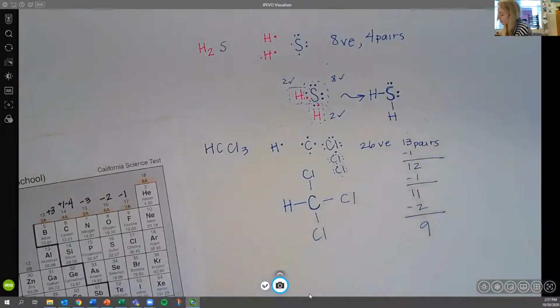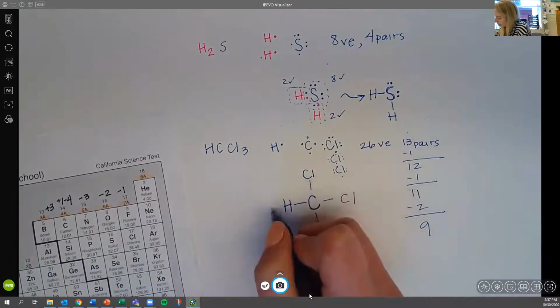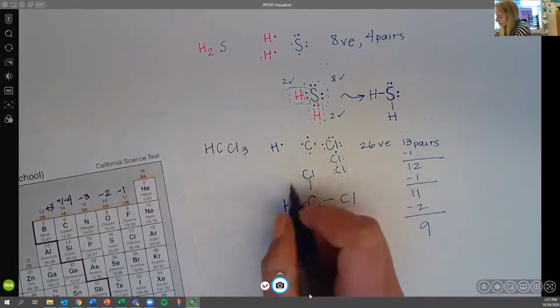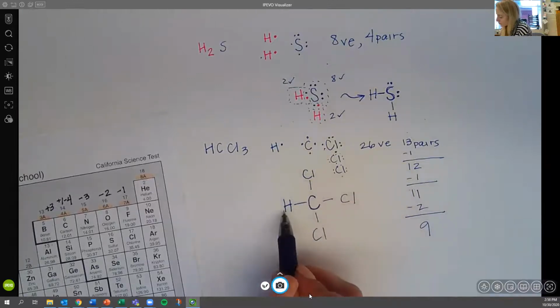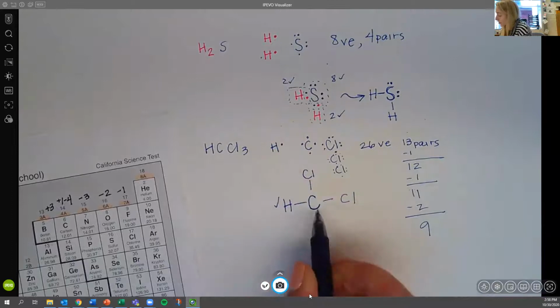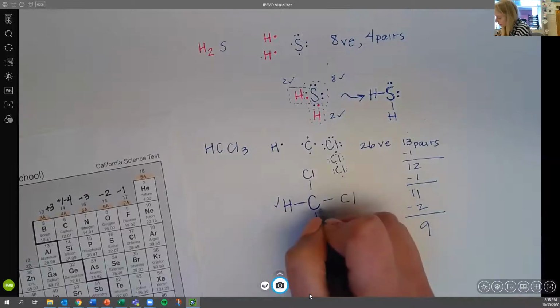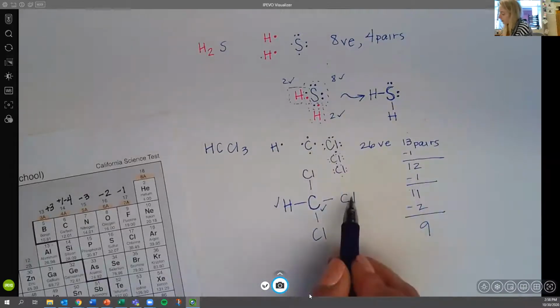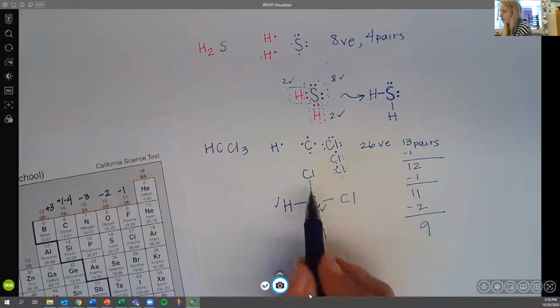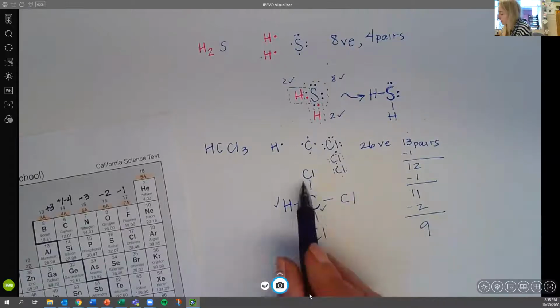So let's double check to see who's happy right now. Hydrogen's happy because it only needs 2 electrons, and this line counts as 2 for hydrogen. Carbon needs 8, so let's count around it. Each line counts as 2. 2, 4, 6, 8. So carbon is happy. Now we have to look at our chlorines. Right now, they only have 2. So we need to make them happy.